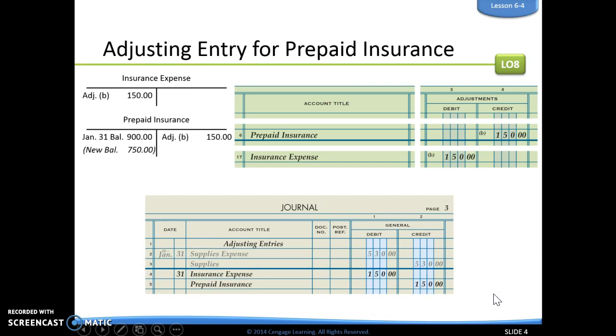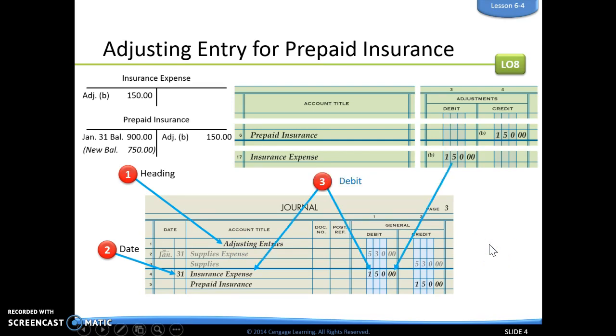Okay, we're going to do the same thing with our prepaid insurance. We're getting this information off our adjustments column on the worksheet again. We start with our date. We already have our heading there, so we don't need to put it in again. It's still another adjusting entry. Start with our date. We're going to debit insurance expense for $150, and we're going to credit prepaid insurance for $150.